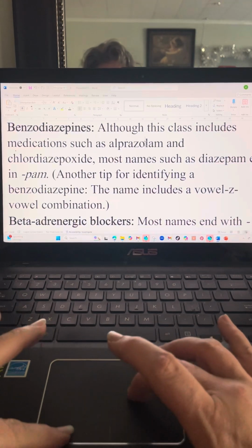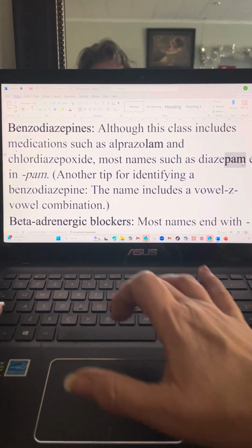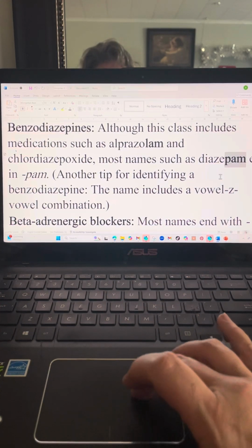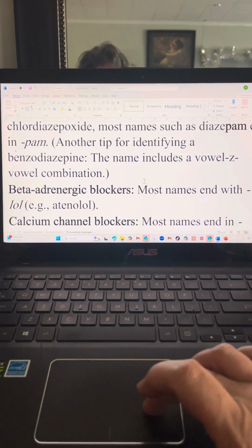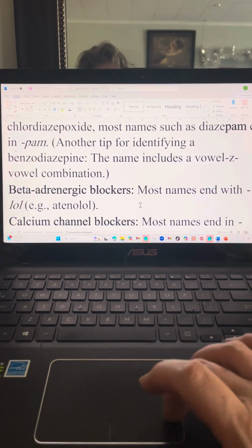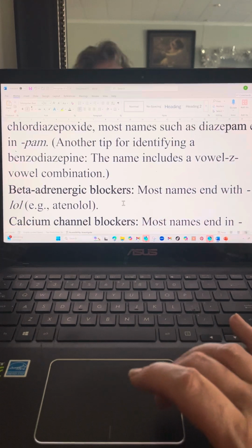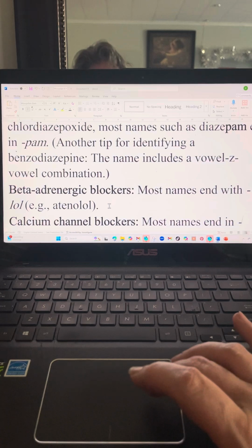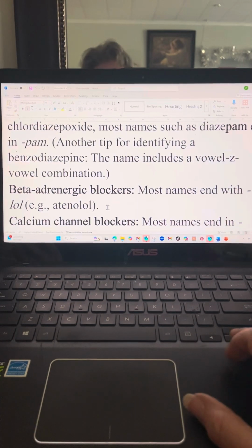Alprazolam, see that? And then diazepam. If you're going to put your money on something, LAM and PAM is benzos. Okay, beta-adrenergic blocking agents. Most of them end in LOL, like atenolol, labetalol. I'm not going to say any other words. And we said, hola, hola, welcome to Hawaii, home of the beta fish.